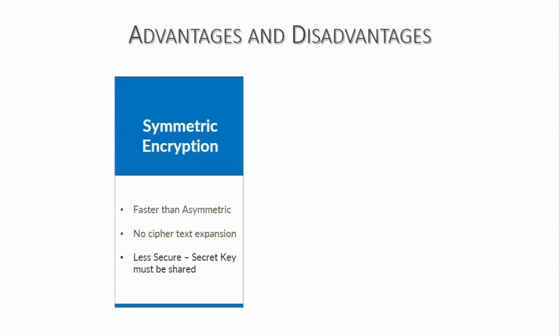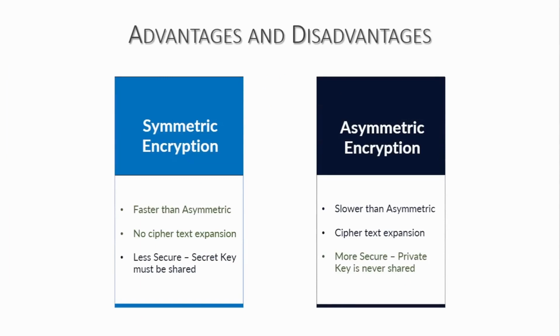So these two ways of encryption, the symmetric encryption and asymmetric encryption, have their own advantages and disadvantages. Symmetric encryption has the advantage of being faster than asymmetric encryption, and it also has no ciphertext expansion, meaning that the generated ciphertext is not bigger than the original plain text data. And the disadvantage is being less secure because of the secret key that must be shared in the beginning.